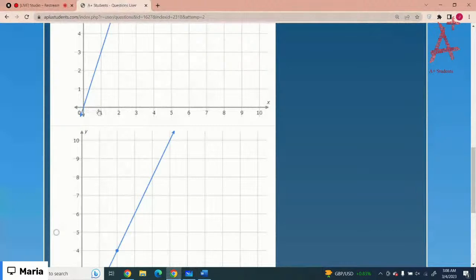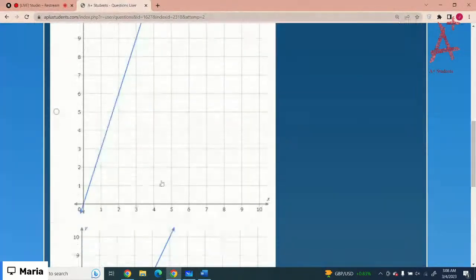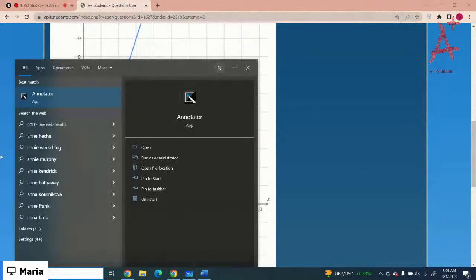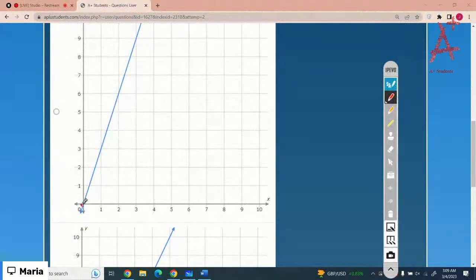0, 0, x is 1, y is 3. And here you have x is 2 and y is 6. Got it? These are the three values that can match the table. That means this graph matches the table. That means option number 1 is the correct option. Here is the first point 0, 0. Here is 1, 3 and here is 2, 6. That means this one is the correct option. Got it? So just select the correct option and click on the OK button.